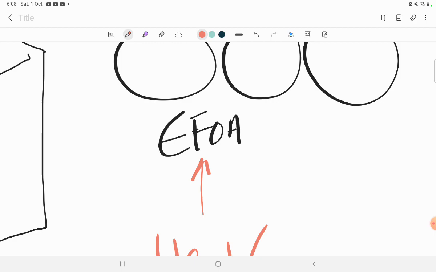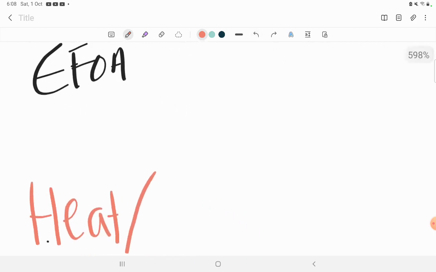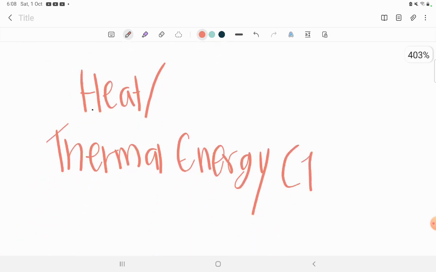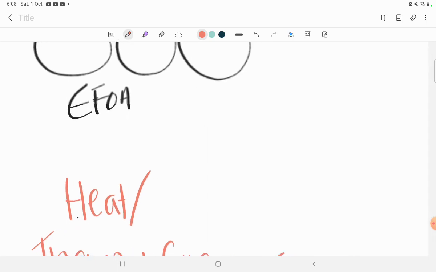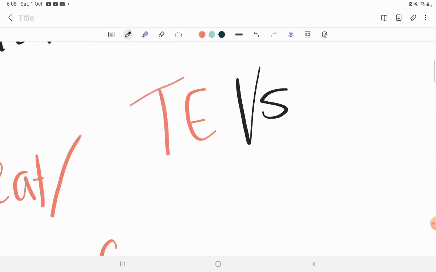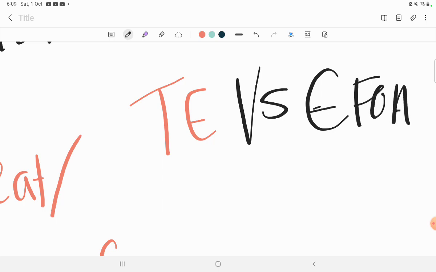You know what would be an easier concept for you to understand? Thermal energy, I'll just short form TE. So there's this battle between the thermal energy and the electrostatic forces of attraction.